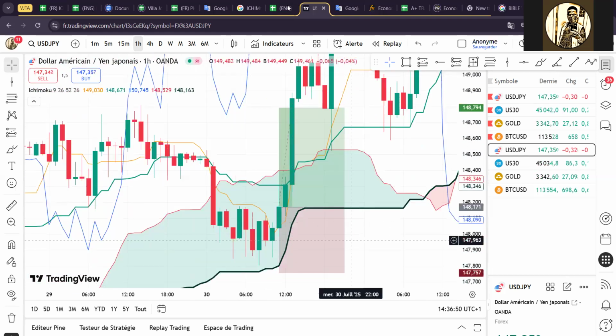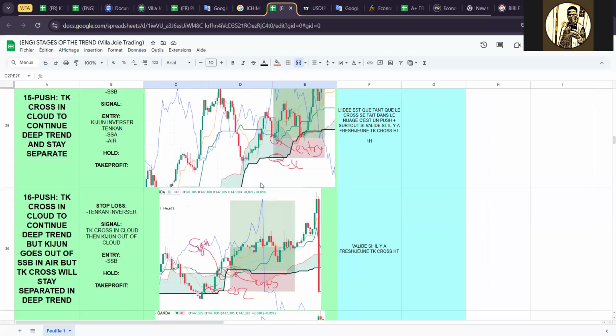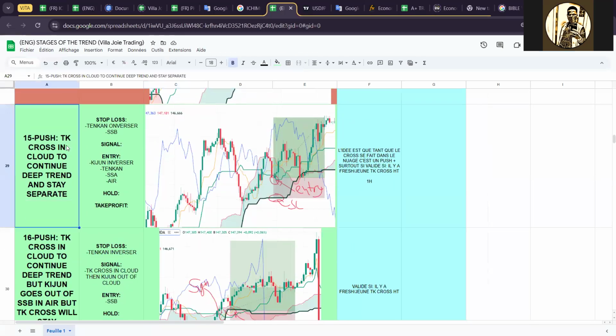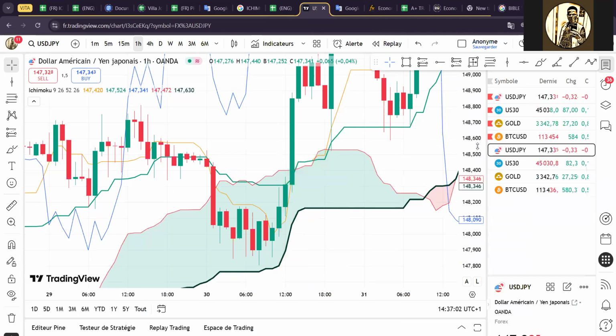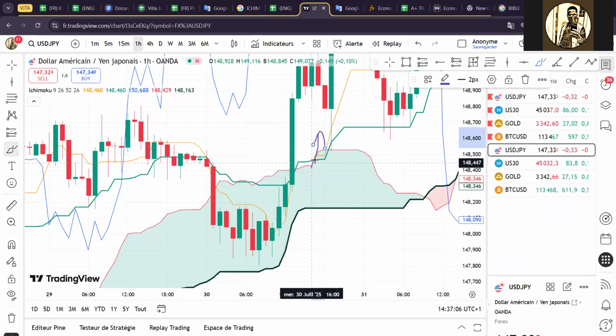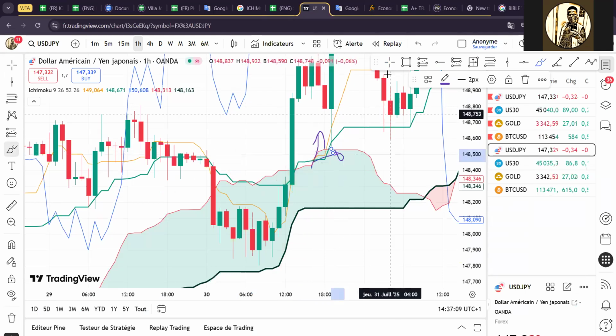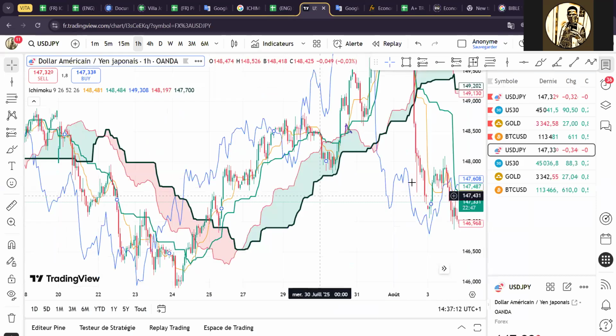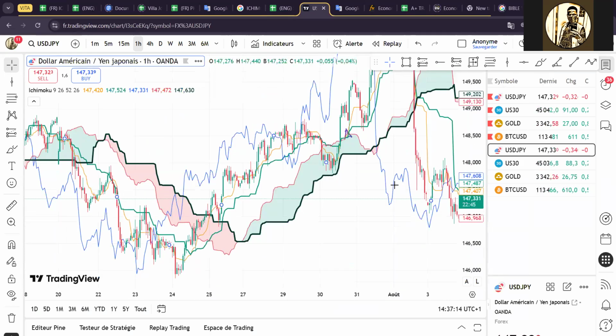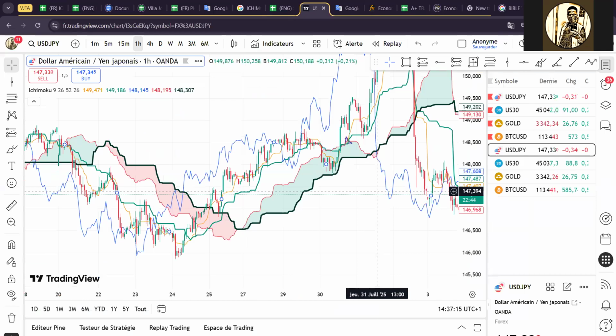Okay. So now, after that, you have the phase that is called a push. What is the push? After this correction, Tenkan and Kijun will cross again to the upside. Tenkan will go above Kijun, giving a second impulsion for this same deep trend.